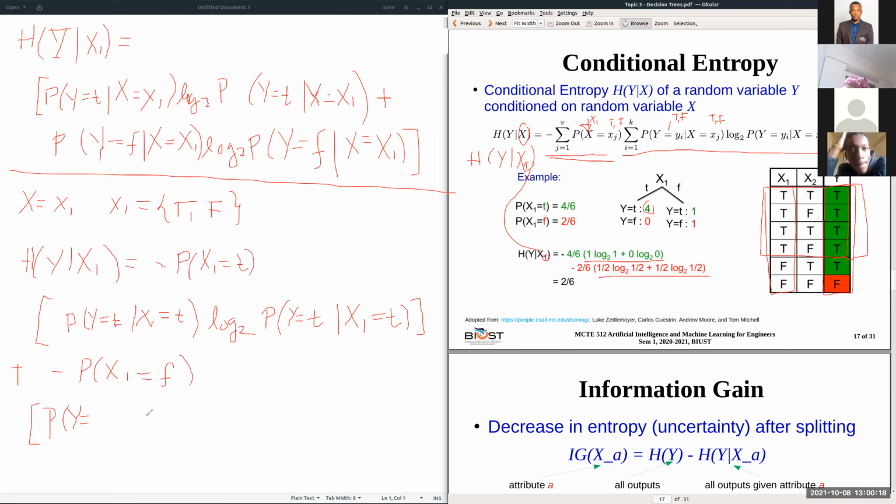Probability of being true. There's a missing part. This is not complete. This part here, this is summation plus probability.